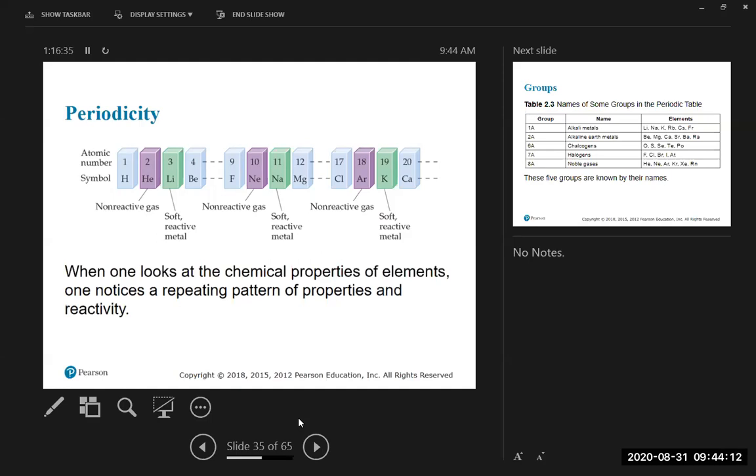They're saying lithium, sodium, potassium, that 1A group, are soft reactive metals. That tells me that those are much more reactive, that everything in that column will react pretty easily.